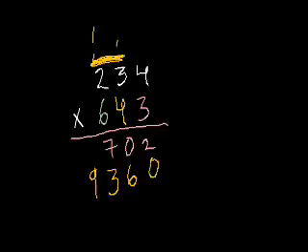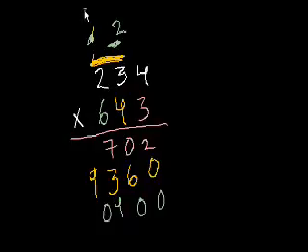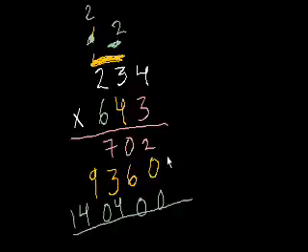Now we're ready for the 6, or the 600. Since it's the 600, we put 2 zeros here, and we just treat it like a 6. And let's clean up what we did before. So 6 times 4 is 24. Carry the 2. 6 times 3 is 18. Plus 2 is 20. Carry a 2. 6 times 2 is 12. Plus 2 is 14. And now we add it all up.